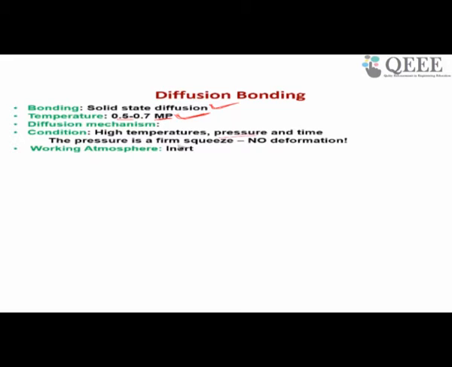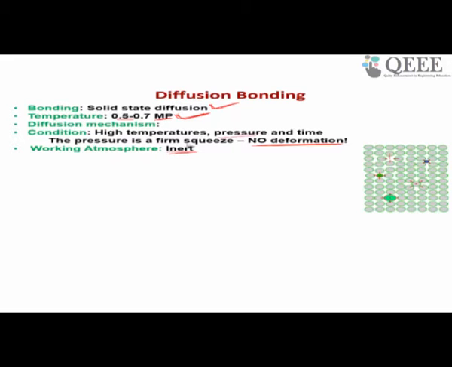So the pressure is a firm squeeze, no deformation. You should not apply pressure to deform the material. This is not a deformation based process. This is a diffusion based process. You need to apply pressure only up to bringing both materials together as close as possible. Then you have to use temperature. Generally this process is done under an inert atmosphere like argon or helium, so that other atmospheric gases will not come in contact with your workpiece material.